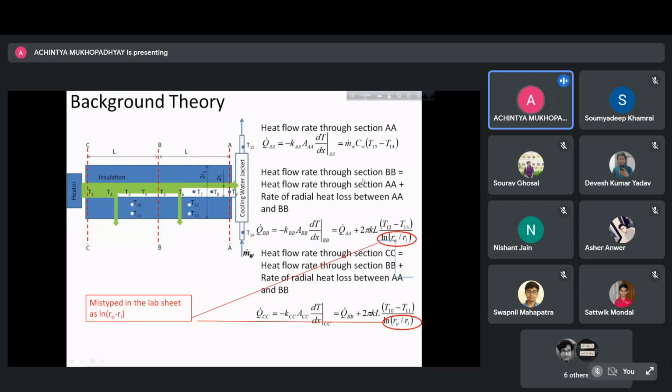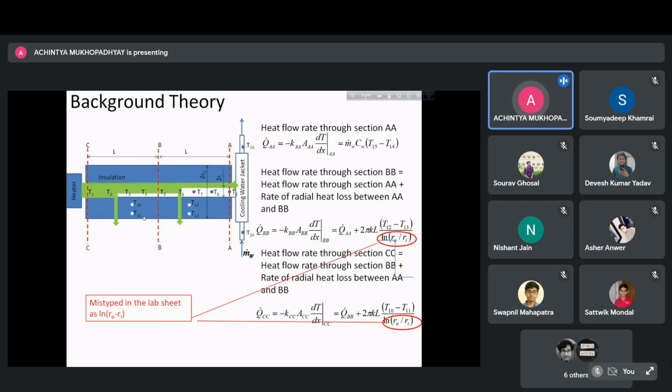If we can find out how much heat is carried away by the cooling water and how much heat is lost between sections ABB and BBCC, then we can find out the rate of heat flow through the three sections. At each of these sections we know the cross-sectional area because the geometry is known. If we can measure the temperature gradient at these three sections, then we can measure the thermal conductivity at these three sections, and that gives us the thermal conductivity of the same material.